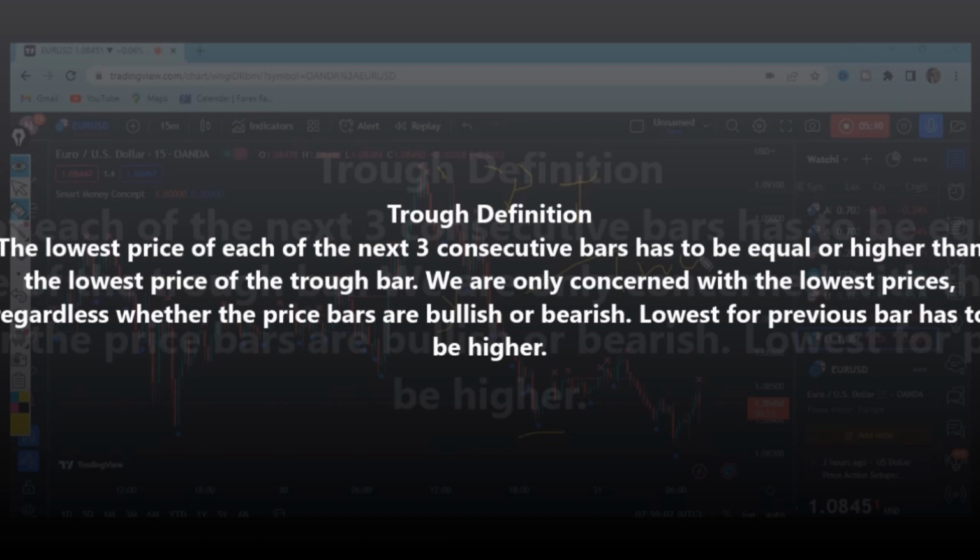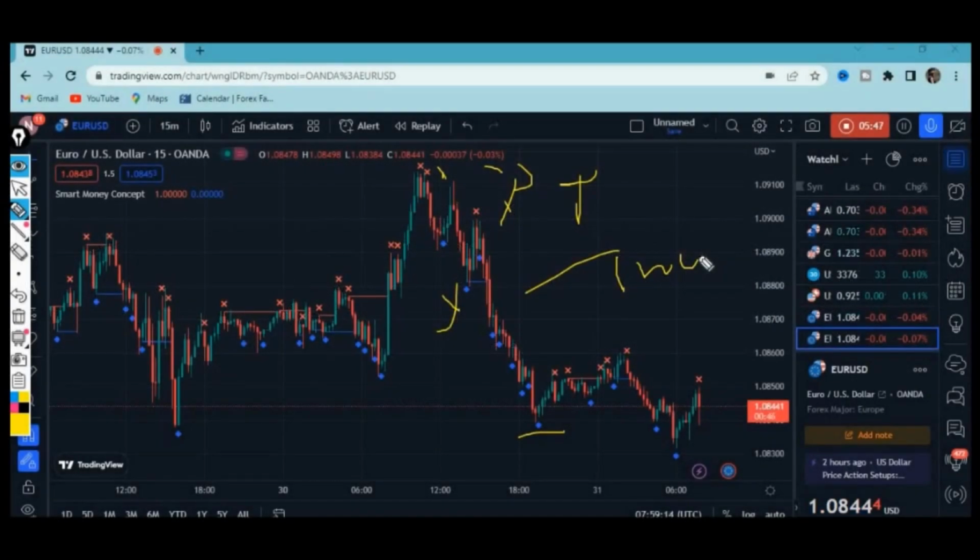I've done the definition simply because I want beginners, or those people who don't know about the peak and trough in forex trading, to understand. Now you really have the idea.